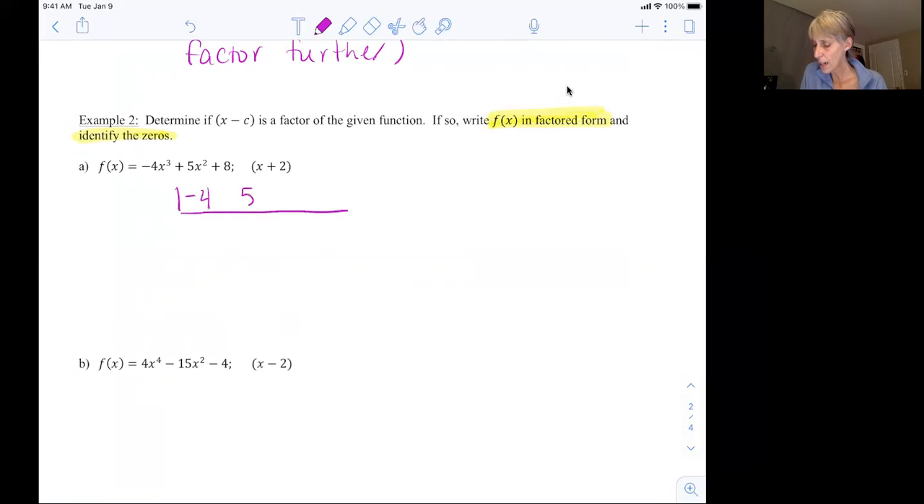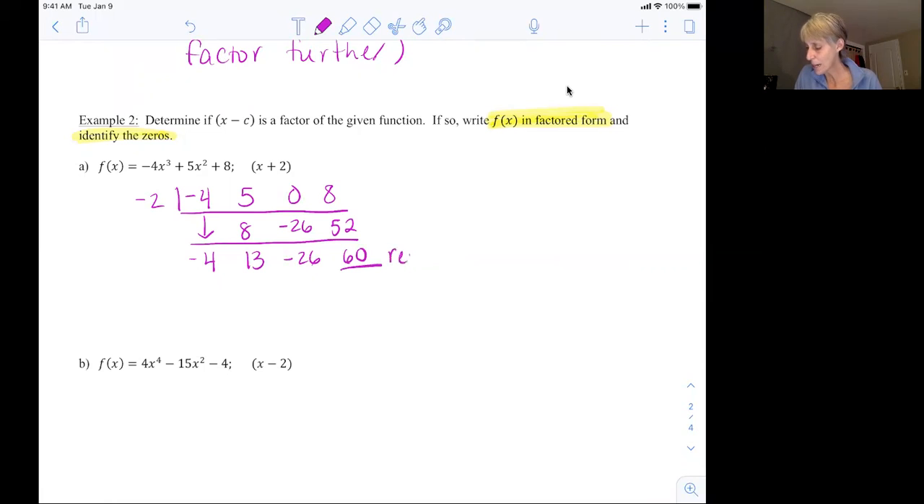-4, 5, I skip, so I write a 0 and 8, and I'm putting -2 out front. 5 plus 8 is 13. -2 times 13 is -26. And that's going to be 52. 8 plus 52 is 60. Since I have a remainder of 60, this means no. X plus 2 is not a factor.